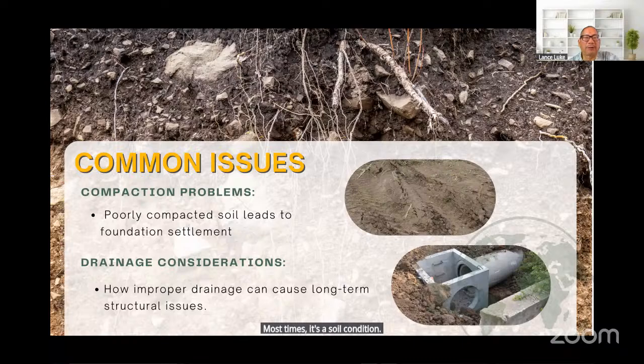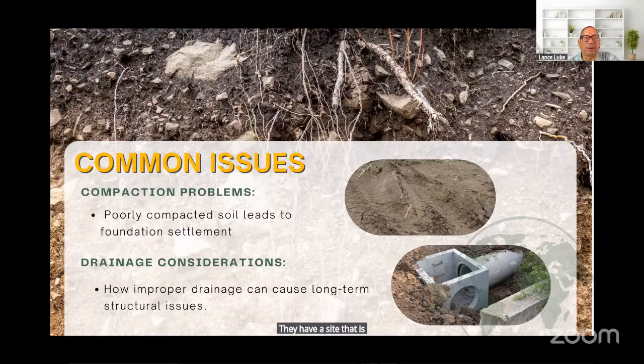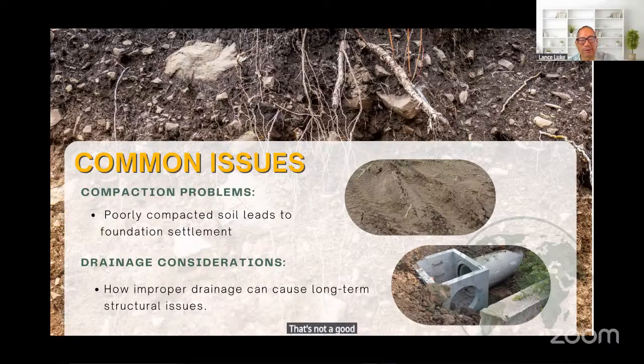And then you have drainage considerations, how improper drainage can cause long-term structural issues. So if you have a site that is not draining properly, you have water ponding around against the foundation, that's not a good condition either, right?